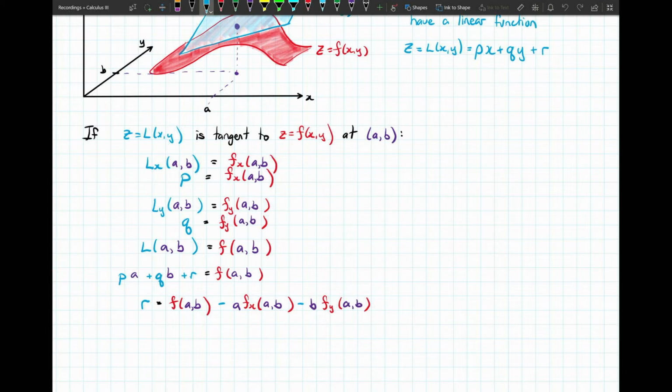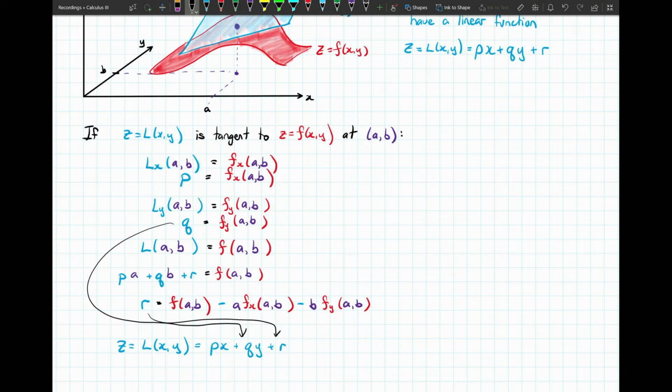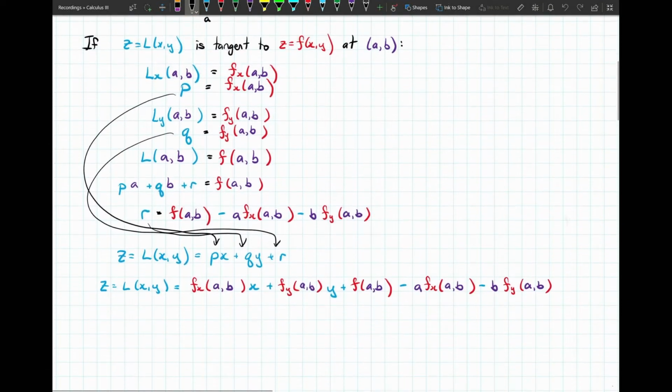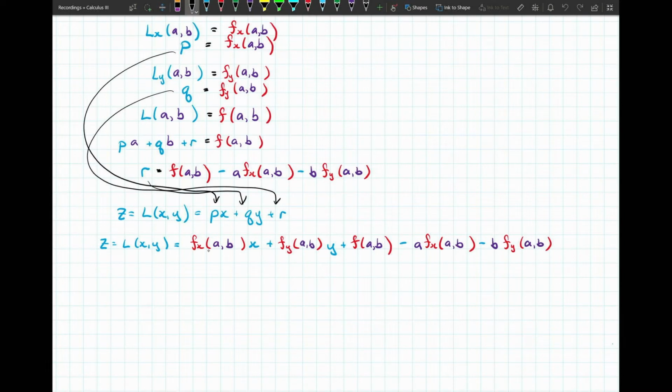Now, all of this information for p, q, and r can now be plugged in to the function that gives us the equation of our tangent plane. It's going to be a bit of a mess, but we can plug in r, we can plug in q, and we can plug in p. Now, it's not entirely pretty, but you can see we have f_x's, f_y's, and f's all around the right-hand side.